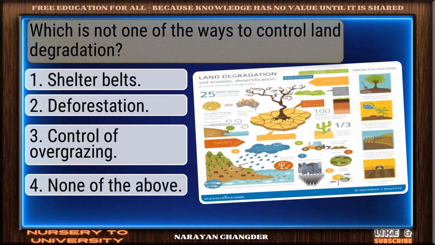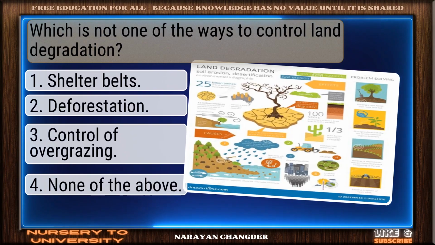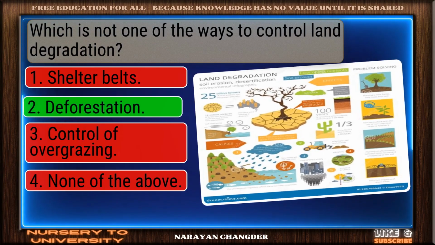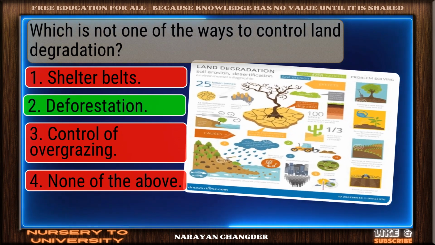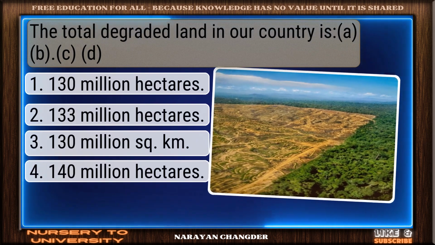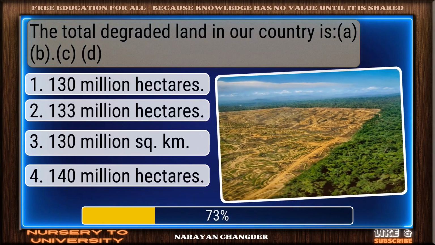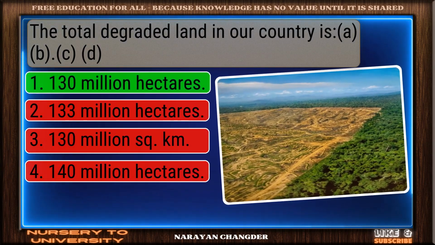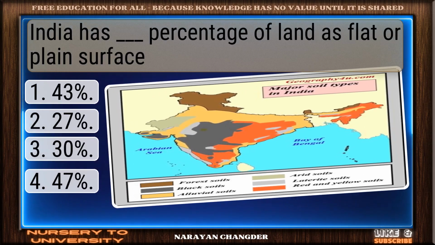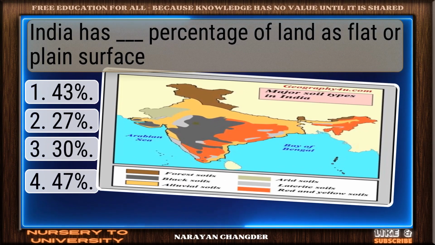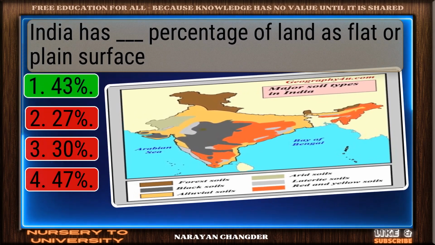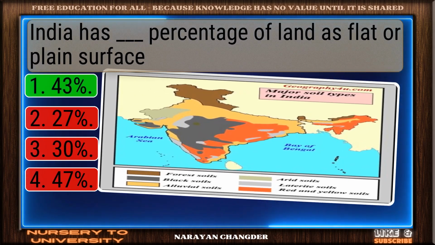Which is not one of the ways to control land degradation? Nice selection. Deforestation is correct. The total degraded land in our country is? Well picked. 130 million hectares is correct. India has dash percentage of land as flat or plain surface. Right choice. 43% is best.